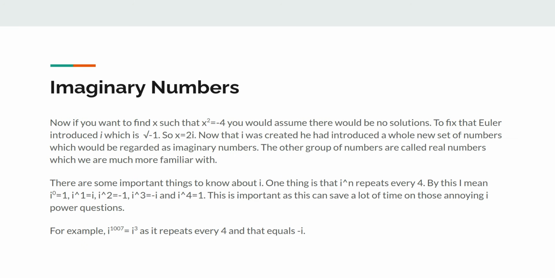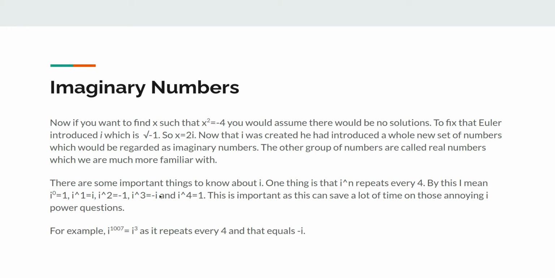Okay, imaginary numbers. So if you wanted to find x such that x squared is equal to -4, you would assume there would be no solutions. But to fix that, Euler introduced i, which is the square root of -1. So x would be equal to 2i in this case, or it could be -2i. So now that i was created, he had introduced a whole new set of numbers, which would be regarded as imaginary numbers. The other group of numbers are called real numbers, which we are more familiar with, like 2, 3, 2.3, stuff like that. Those are the real numbers.